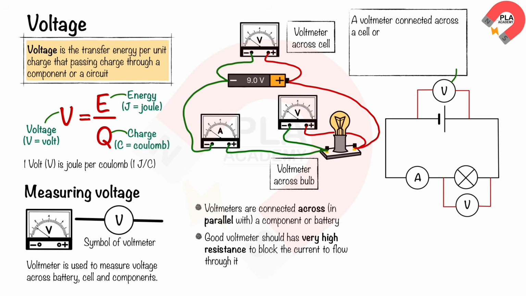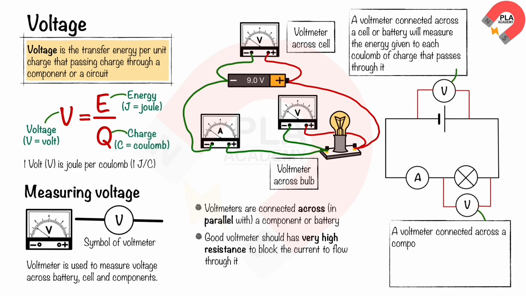A voltmeter connected across a cell, or battery, will measure the energy given to each coulomb of charge that passes through it. A voltmeter connected across a component will measure the electrical energy transferred when each coulomb of charge passes through it.